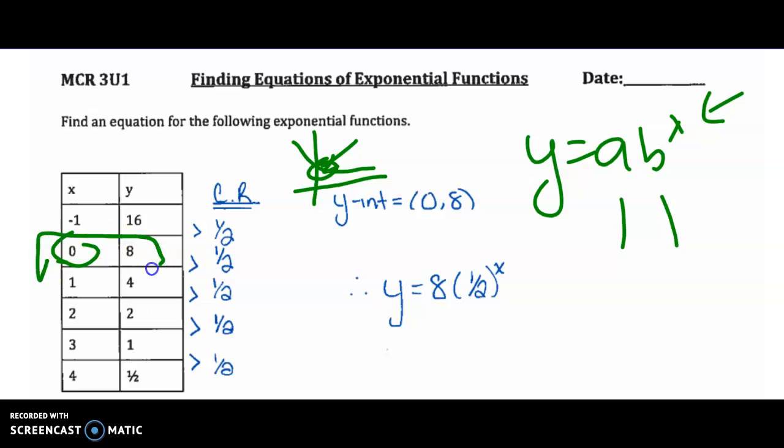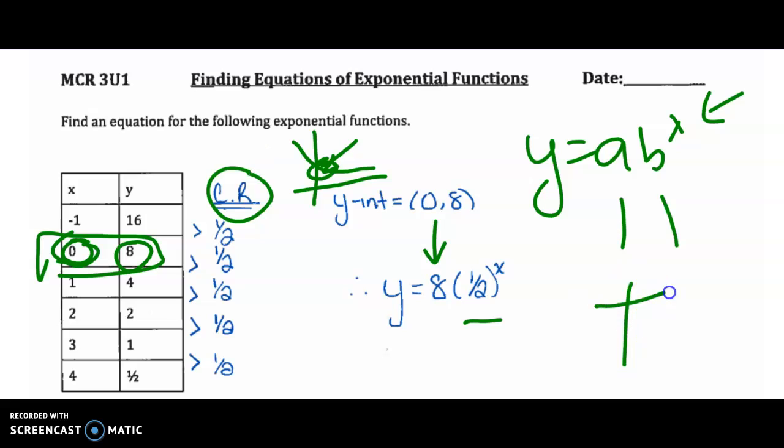If you have a table of values, just find the x value 0 and find out what the y value is. So that's it. That goes there. Okay. And then what goes here is whatever the common ratio is. So I go from 16 to 8, that's half. I go from 8 to 4, that's half. That's it. That goes there.